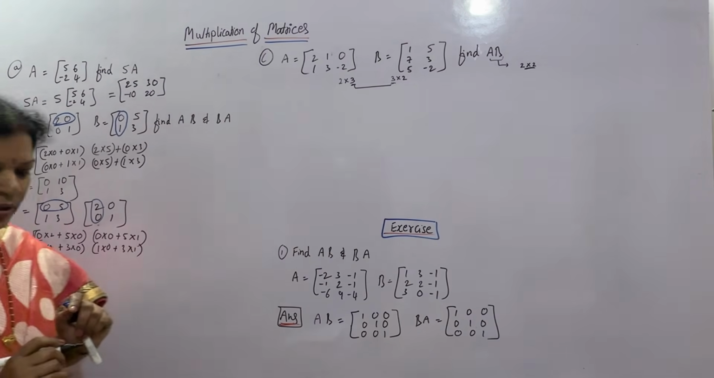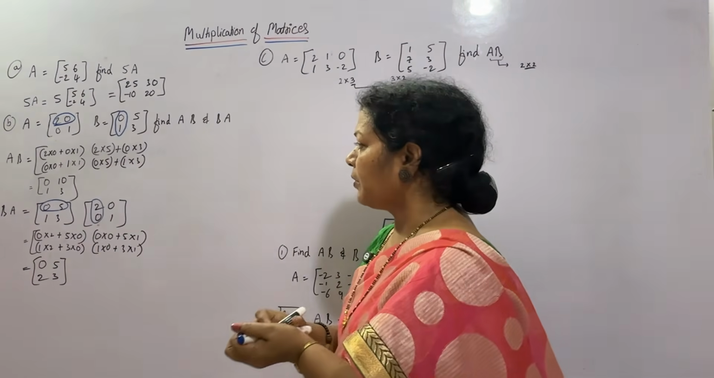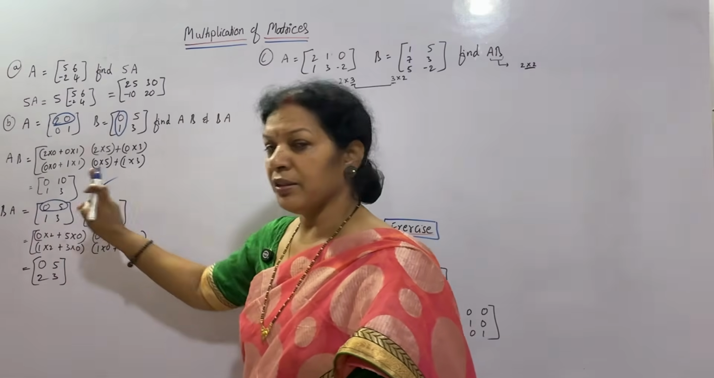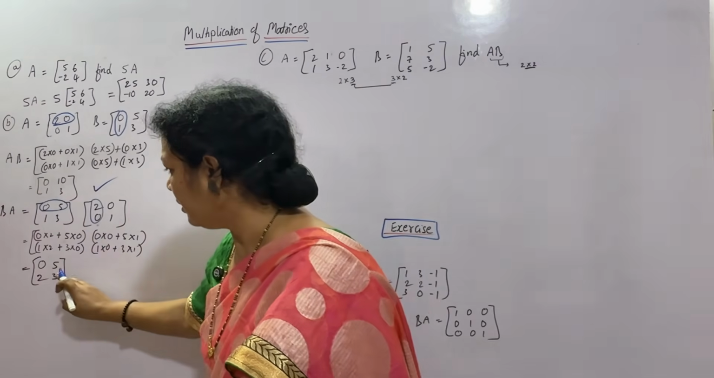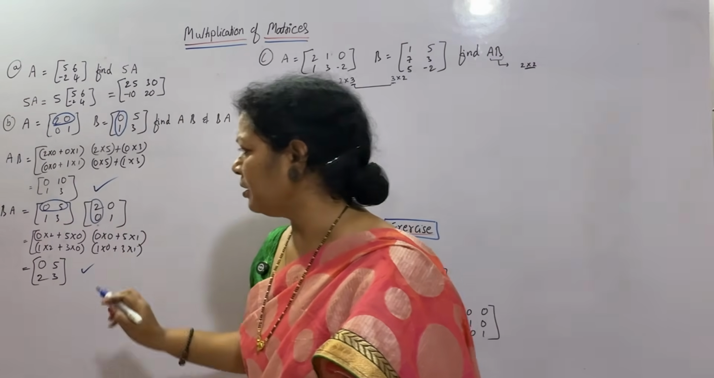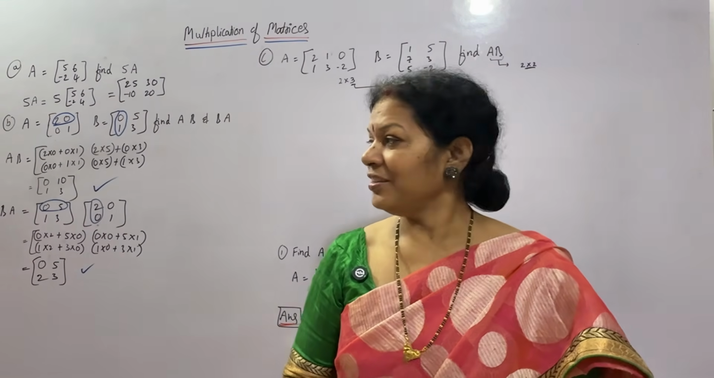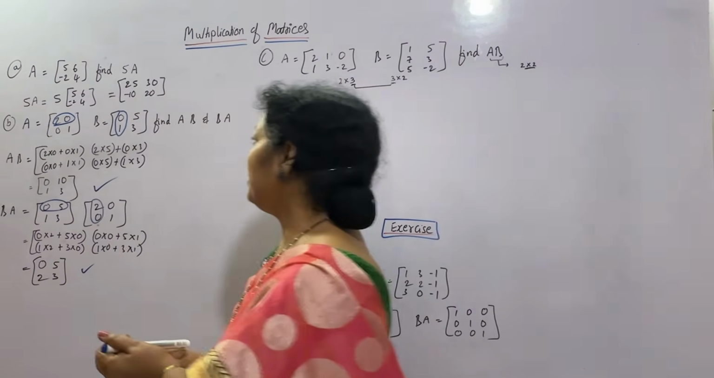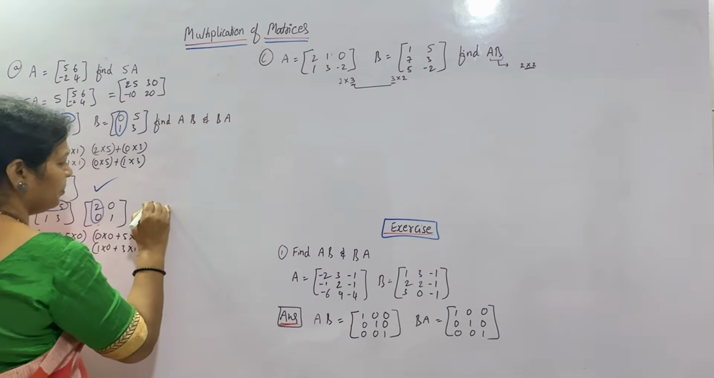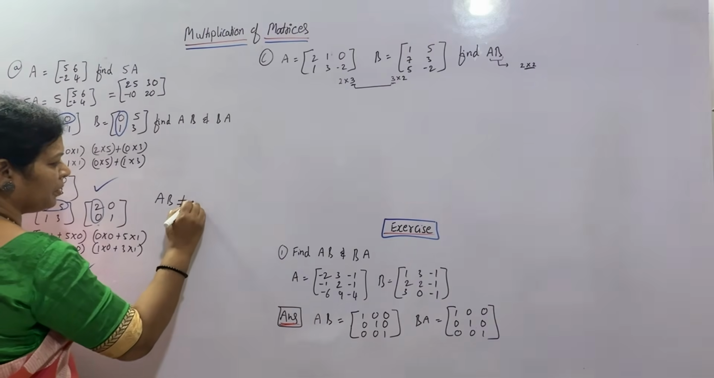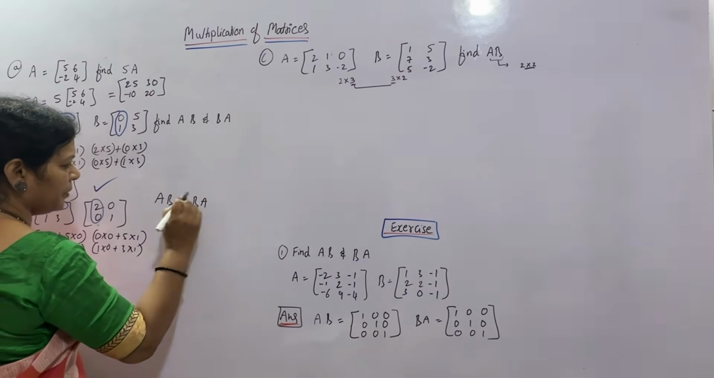Now, if you see, the AB answer is this: 0, 10, 1, 3. For BA, it is 0, 5, 2, 3. Are both equal? No. You can say here AB is not equivalent to BA.